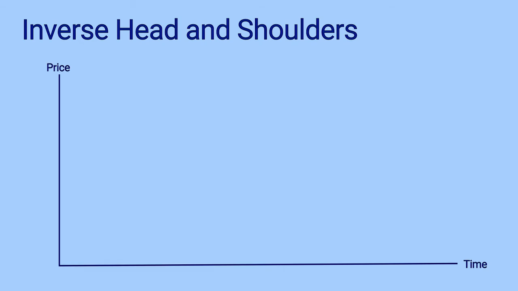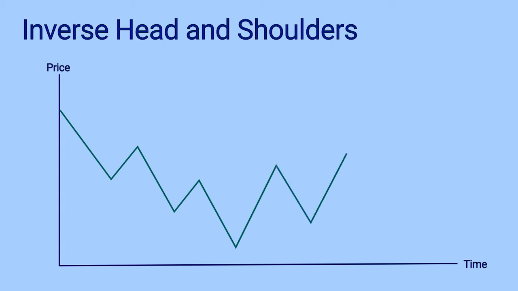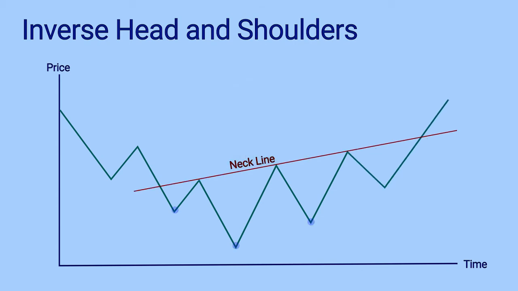Now let us talk about the inverse head and shoulder. Inverse head and shoulder is similar. First there was a down move, then in the down move a low is formed, then there is a pullback, and then a bigger low is formed, then there is a pullback, then a slightly higher low is formed, and there is a pullback. So it looks like an inverse head and shoulder. Two higher lows, in between there is a deeper low.